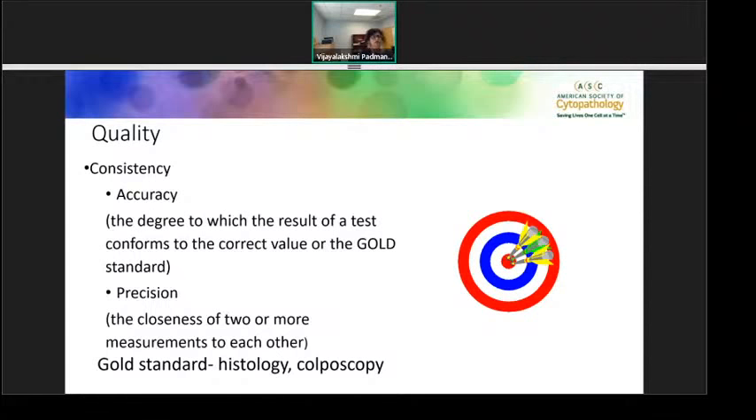The most important thing with quality is consistency. Your test result needs to be accurate and it needs to be precise. When you're talking accuracy, it's the degree to which the test result actually conforms to the gold standard. Now, you might think that histology or colposcopy may not be true gold standards, maybe pyrite, but that's where we are. The other thing is your test result needs to be precise. If somebody else and I read the same result, we need to be in agreement.